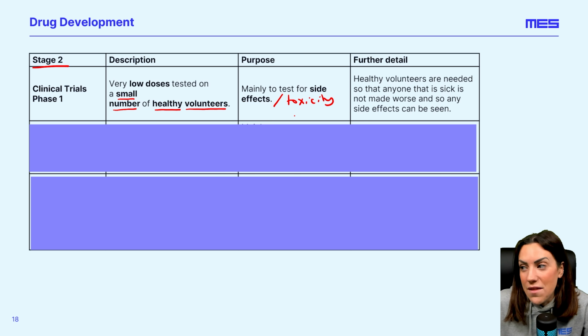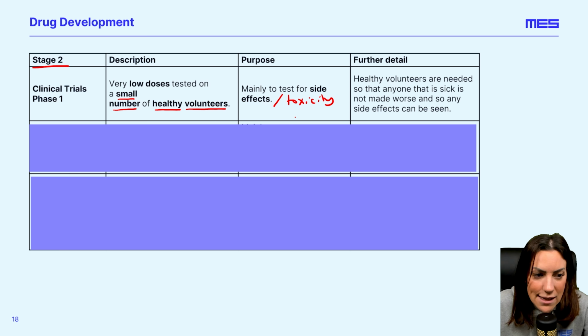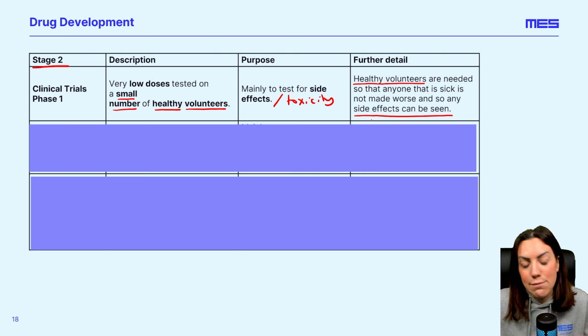Are there any side effects? Are the side effects hopefully just minor by this point? The reason that we use small numbers of healthy volunteers is that we can't test the drug initially on anyone that is sick. One reason for that is if they're already sick, this drug could make them worse if there are side effects. And also, if they're already sick, we might not actually be able to see the side effects because their other symptoms might mask the side effects. So we're just going to use a small number of healthy volunteers, so we're not putting them at any increased risk and we can see any side effects.